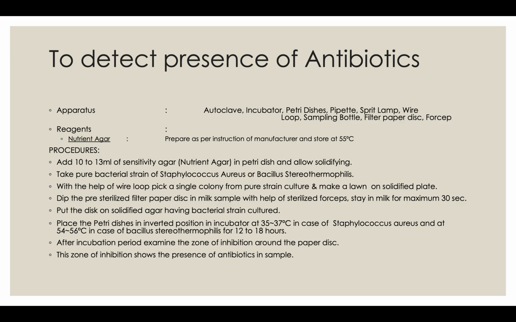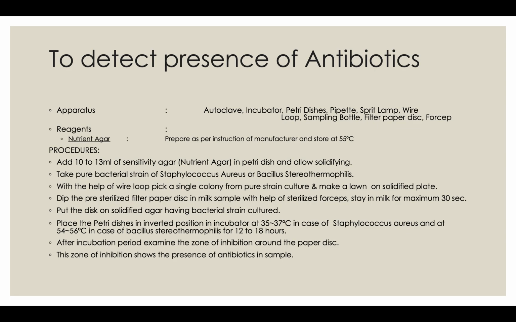For this test, add 10 to 13 ml of sensitivity nutrient agar in a petri dish and allow it to solidify. Take pure bacterial strains of Staphylococcus aureus and Bacillus stearothermophilus. With the help of a wire loop, pick a single colony from the pure strain culture and make a lawn on the solidified plate. Dip the pre-sterilized filter paper disc in the milk sample with the help of sterilized forceps. Stir in the milk for 30 seconds. Put the disc on the solidified agar having the bacterial strain cultured.